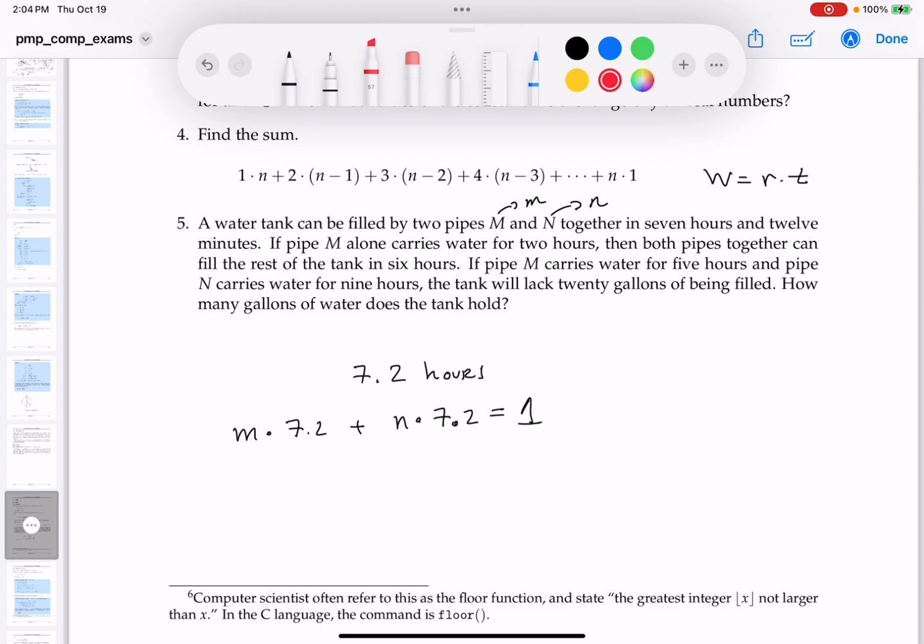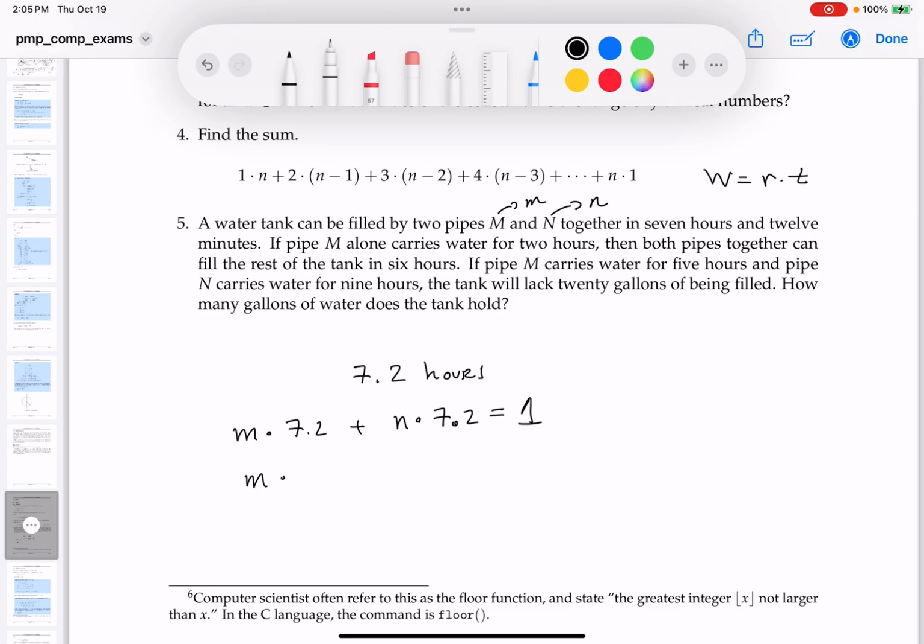I don't know what the question is at this point, but I just read the first thing. It says a water tank can be filled by two pipes, M and N, together in 7 hours and 12 minutes. So I got the first sentence done. Then it goes on to say, if pipe M carries water for 2 hours, then both pipes together can fill the rest of the tank in 6 hours. Well, I got another problem here, don't I? And let me write that down for you. So I got this M working, right?